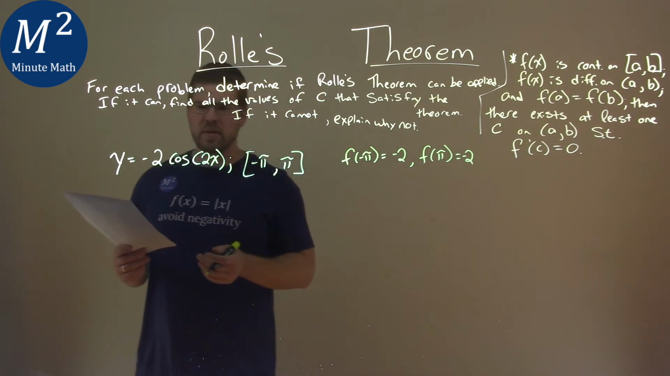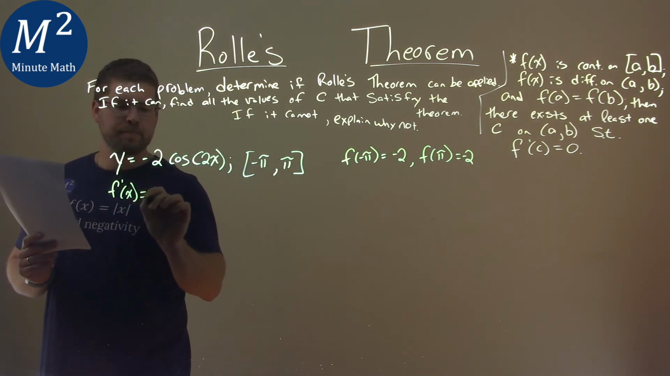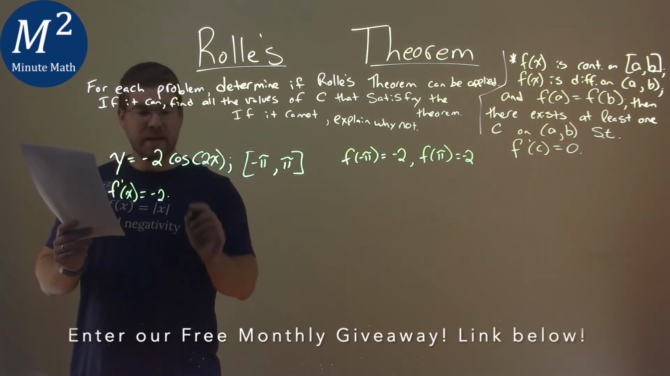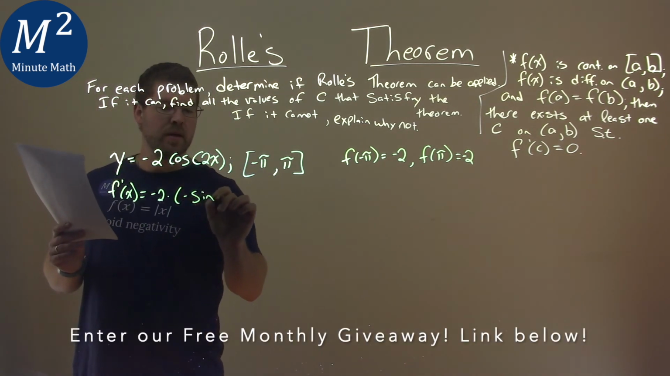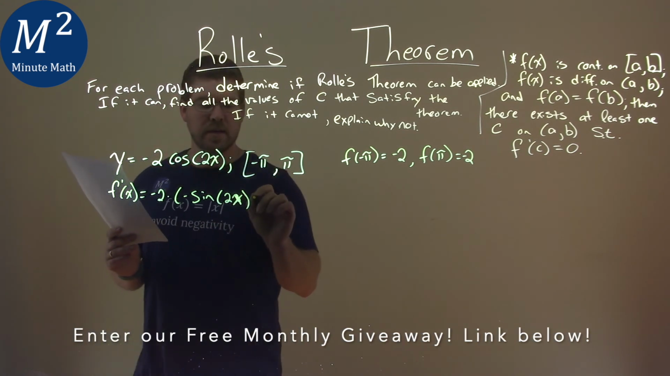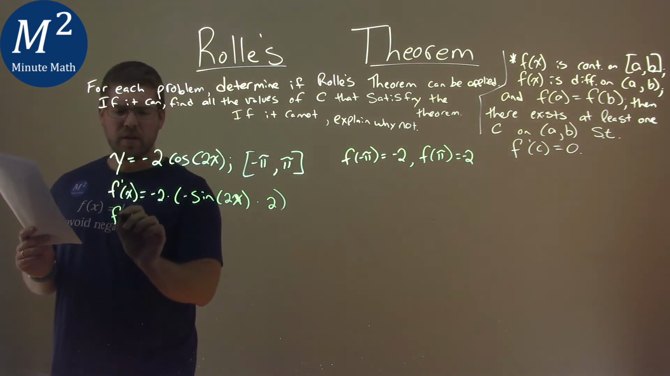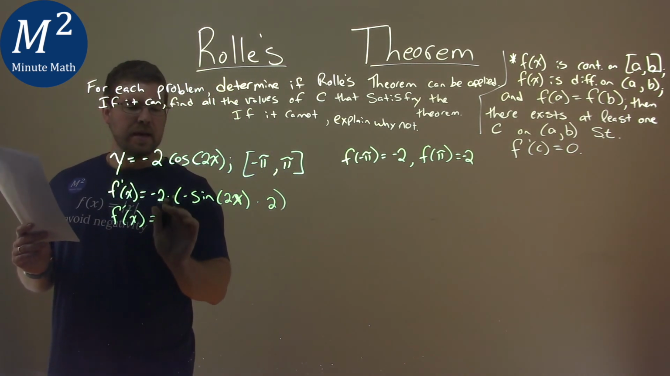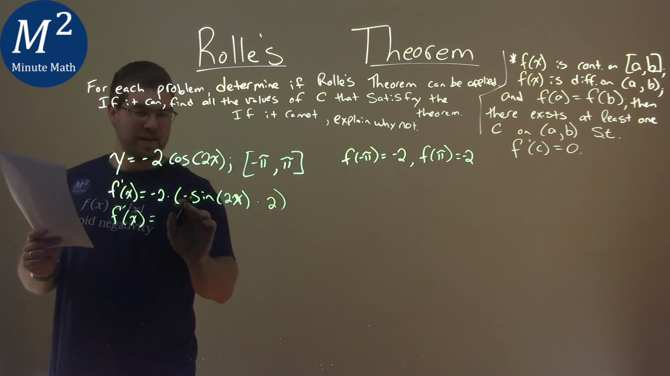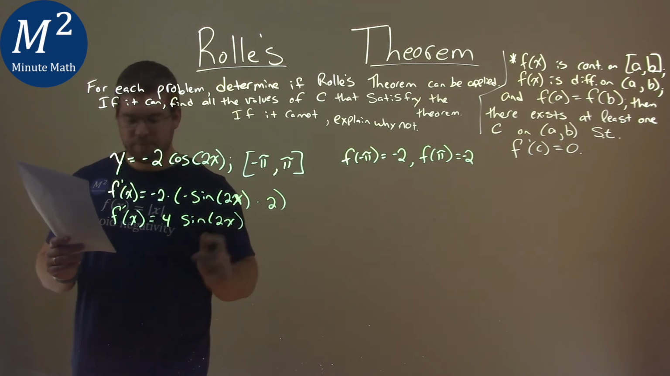Let's find the values of c. First thing I want to do is find my derivative, f prime of x. Negative 2 comes down here, and the derivative of cosine is a negative sine. So we have a negative sine of 2x, times the derivative of the inside, which is a 2. If we multiply all that out, f prime of x, negative 2 times a negative is a positive 4. Don't forget that double negative, so positive 4 sine of 2x here.